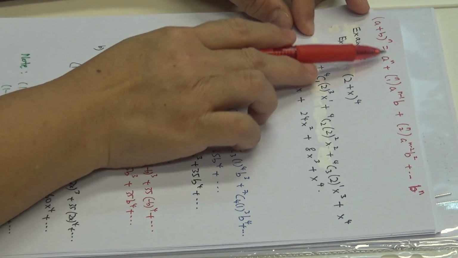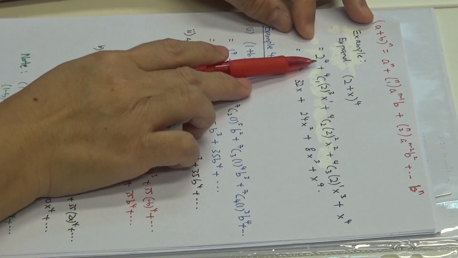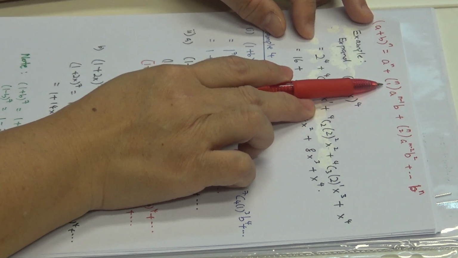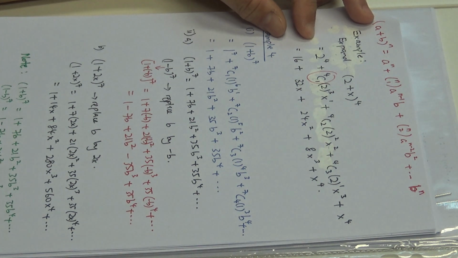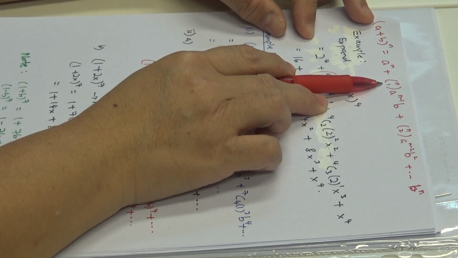Okay, now if we follow the theorem, a to the power of n is the first term. So 2 to the power of 4 is the first term. Plus, n choose 1. Now, personally, I prefer to write it like that, 4 choose 1, because I can relate to the calculator better. But if you choose to write it the other way, it's also okay. They mean the same thing.